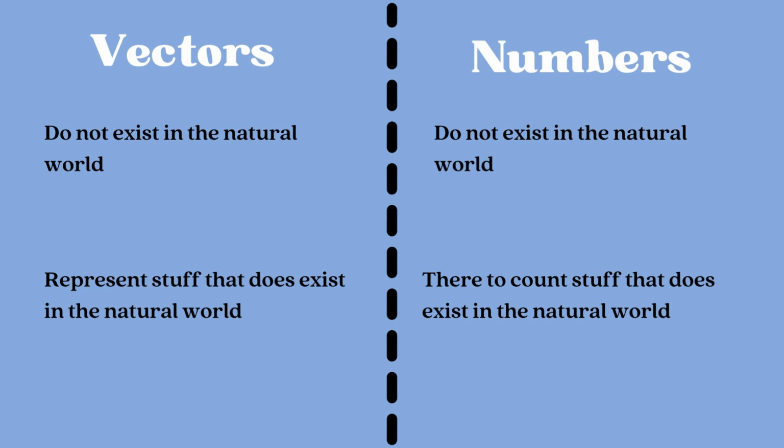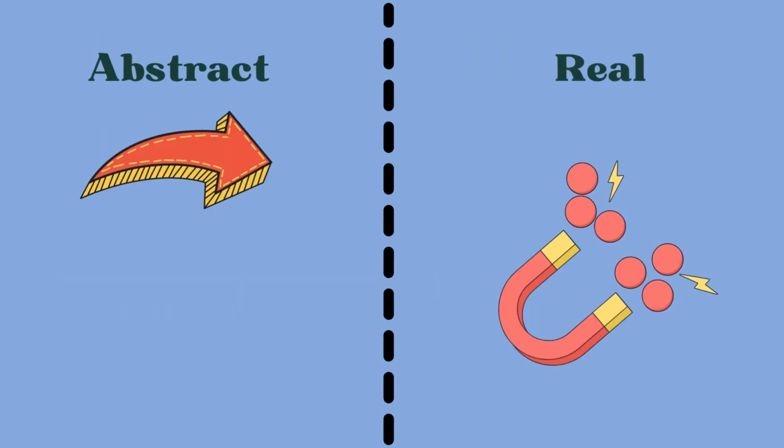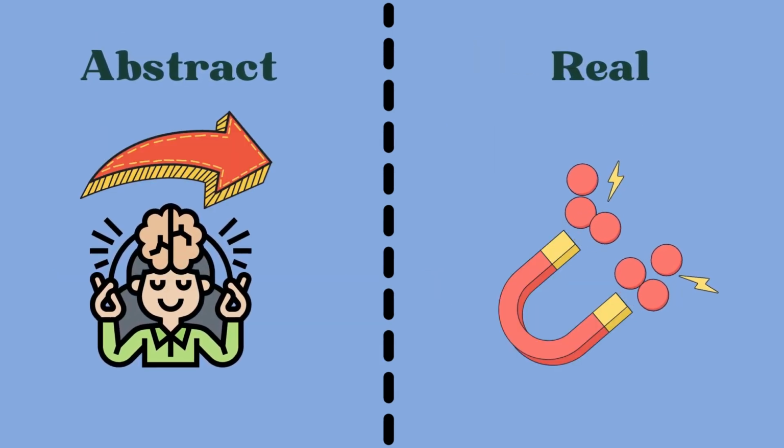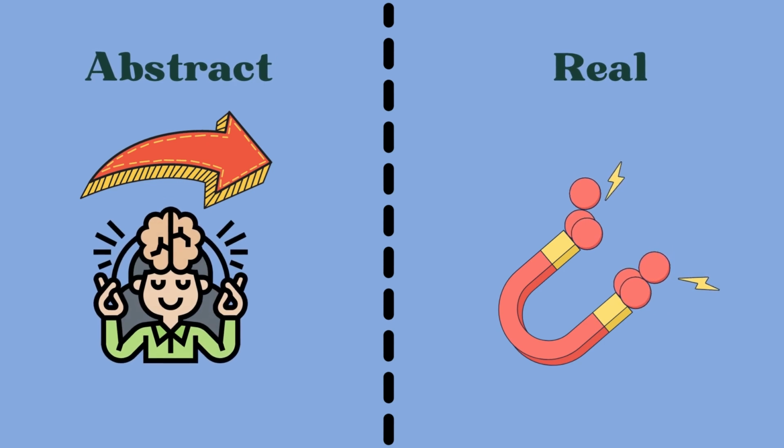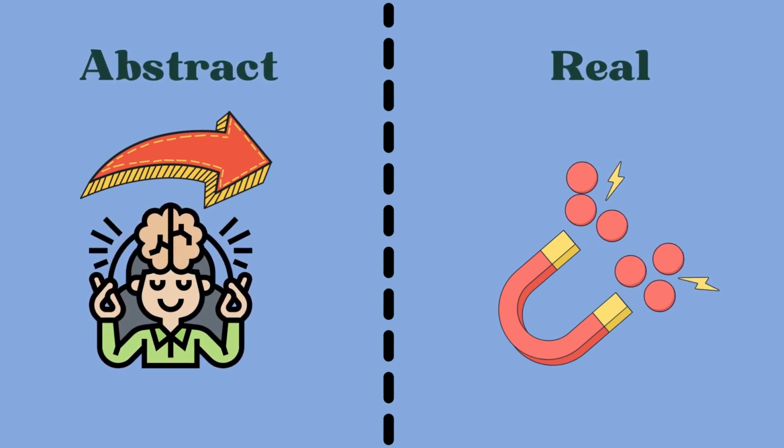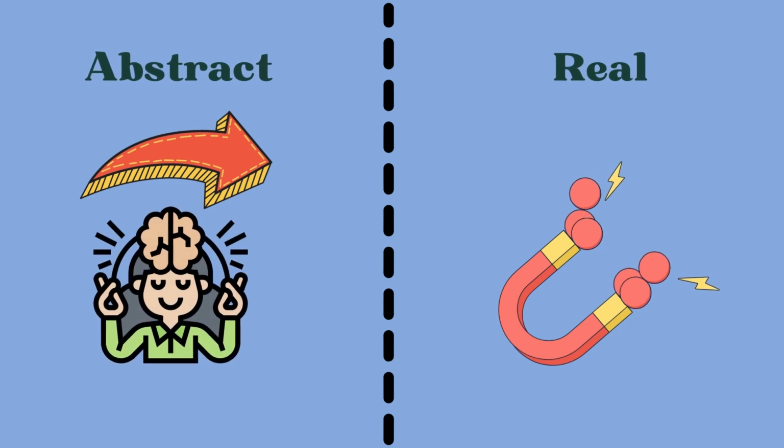Let's summarize everything that we know about vectors and numbers thus far. Neither of them exist in the natural world. Vectors and numbers both are abstract symbols and ideas that we created, and they're there to represent stuff that does exist in the natural world. In the case of vectors, forces and accelerations. In the case of numbers, we use numbers to count cows and trees. So vectors are abstract and forces are real, in this case electromagnetic force, but it could be gravitational force.